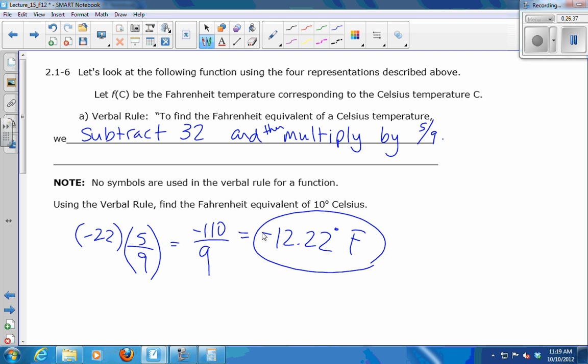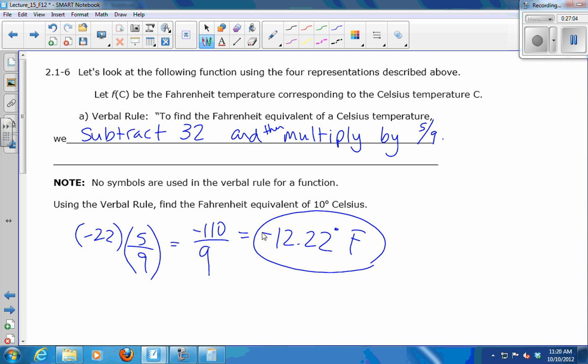Does that make sense? 10 degrees Celsius. What's freezing in Celsius? Right. What's freezing in Fahrenheit? 32. Okay, so 10 degrees Celsius, is that below or above freezing? Above. Negative 12 degrees Fahrenheit, below or above freezing? Below. So there's something wrong with this formula.